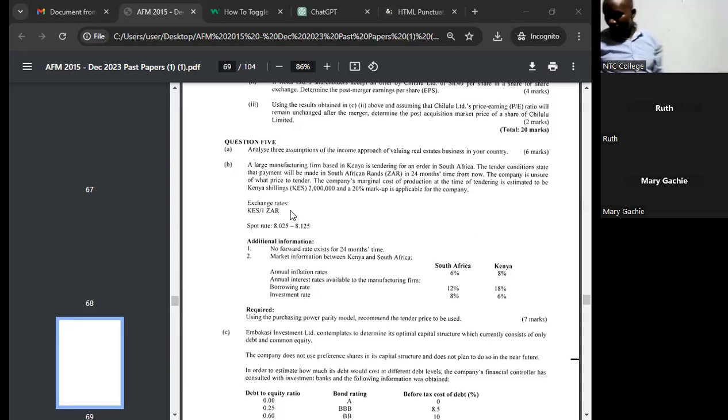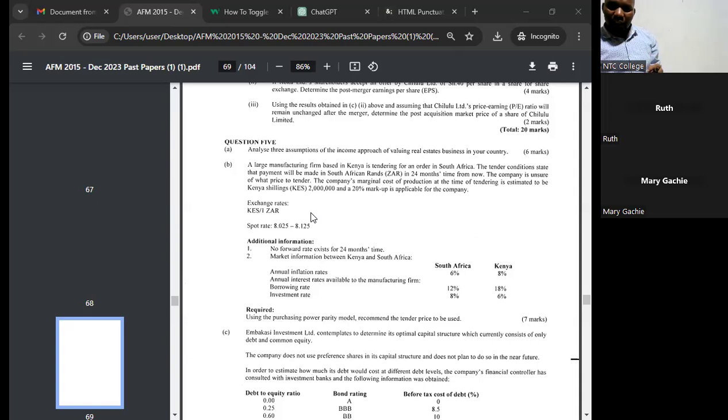The question says that a large manufacturing firm in Kenya is tendering for an order in South Africa. The company is based in Kenya, and it is tendering for an order in South Africa. The tender condition states that payment will be made in South African rands in 24 months' time from now. So what does that mean?